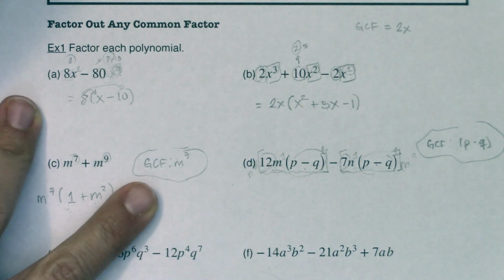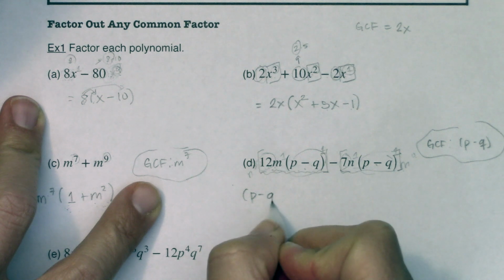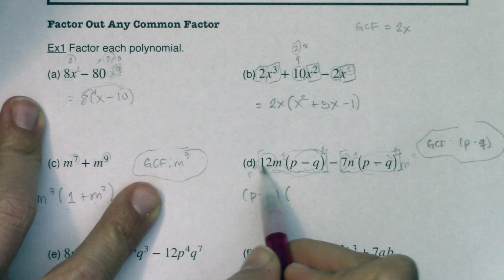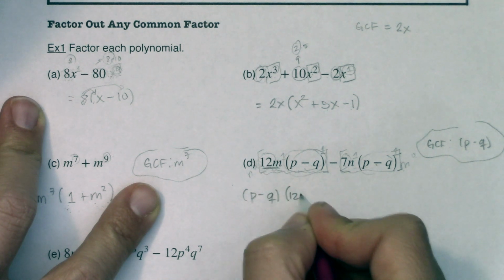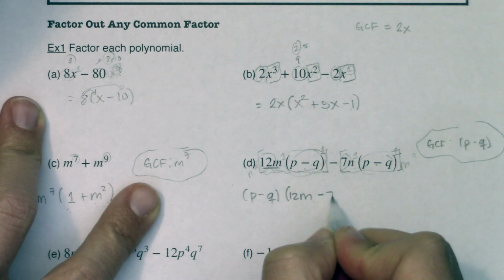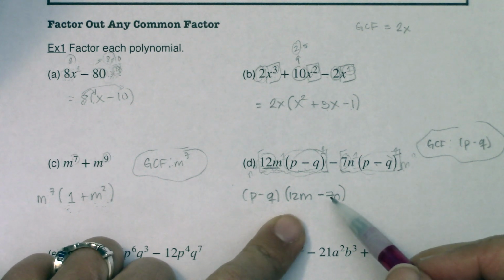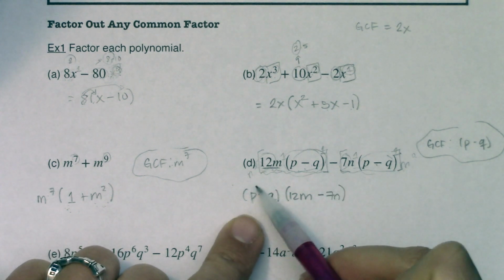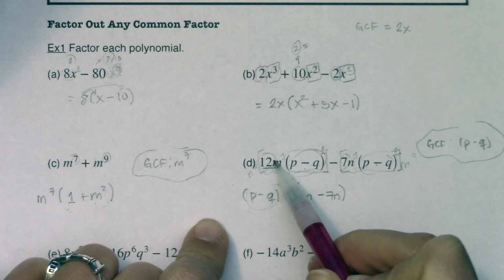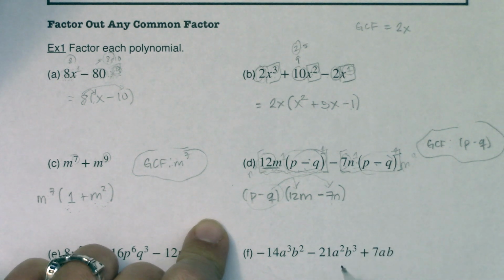So as I start to move forward, let me factor out the p minus q. Let's see what's left. If I factor out a p minus q from this first term, all that survives is 12m. If I factor out a p minus q from this second term, all that survives is 7n, or really technically minus 7n. And again, you can always check this. If you were to refoil or redistribute, p minus q times 12m gets me this term. P minus q times negative 7n gets me that term.